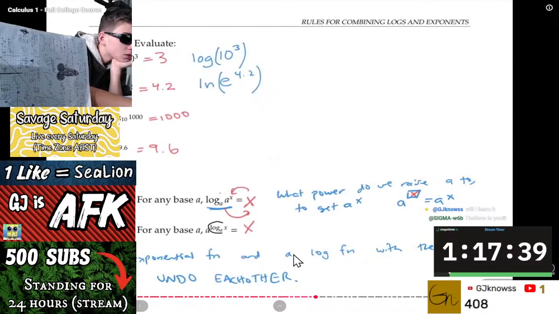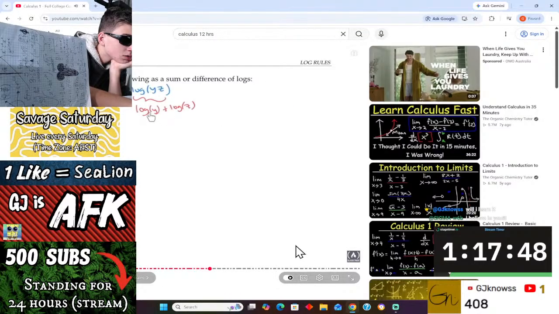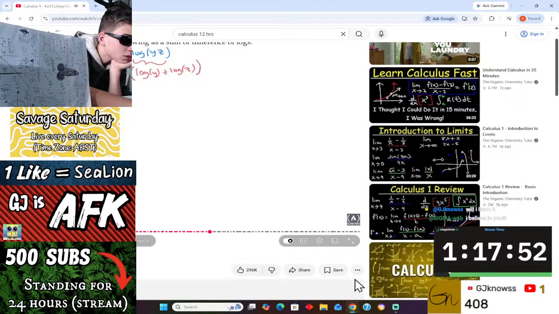Plus log of z. When I put things together, I have to be careful because here I'm subtracting the entire log expression. So I need to subtract both terms of this sum. I'll make sure I do that by putting them in parentheses. Now I can simplify a little bit by distributing the negative sign. And here's my final answer.